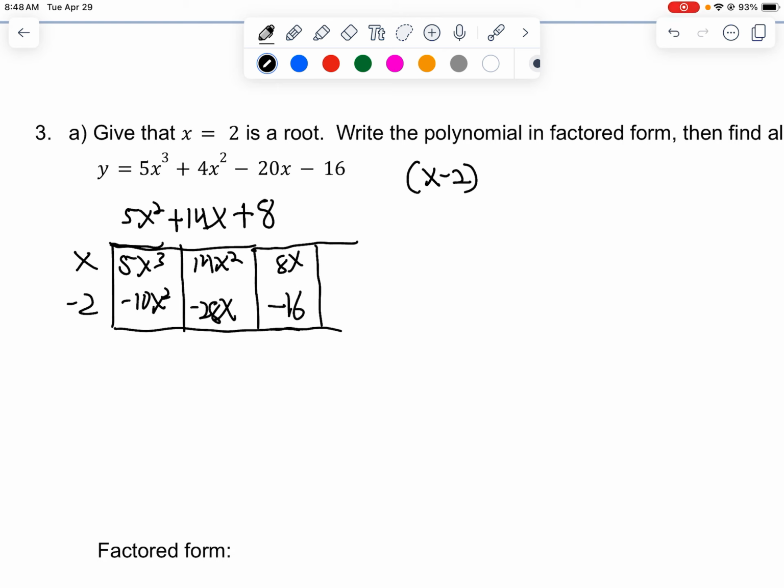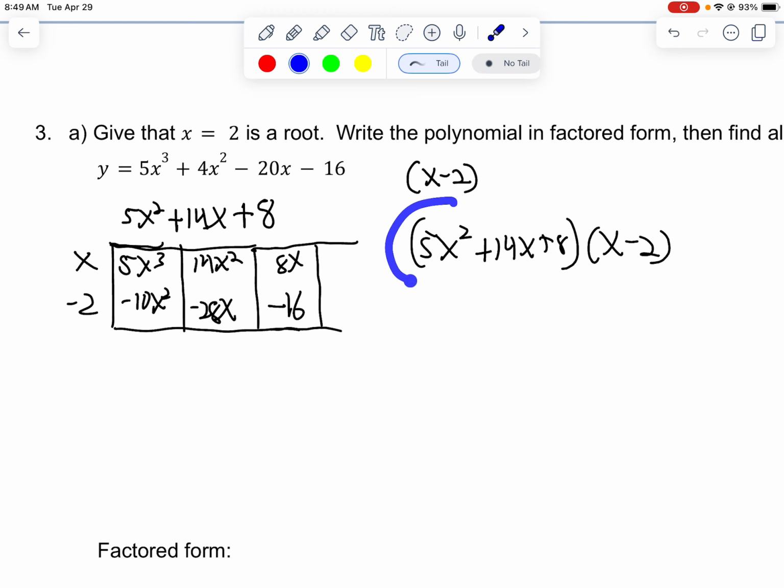Now, you check. Because we said x minus 2 is a factor, that means this number here has to equal the last term of our original polynomial. And it does. So we have now broken down 5x cubed plus 4x squared minus 20x minus 16 into 5x squared plus 14x plus 8 times x minus 2.